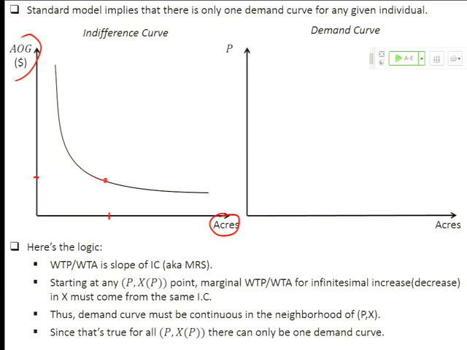And then I can move you along this indifference curve by taking away a certain number of acres of wilderness forest and giving you money instead, or vice versa, and your utility will stay constant. That's the definition of an indifference curve. And then that allows us to start moving towards the demand curve.